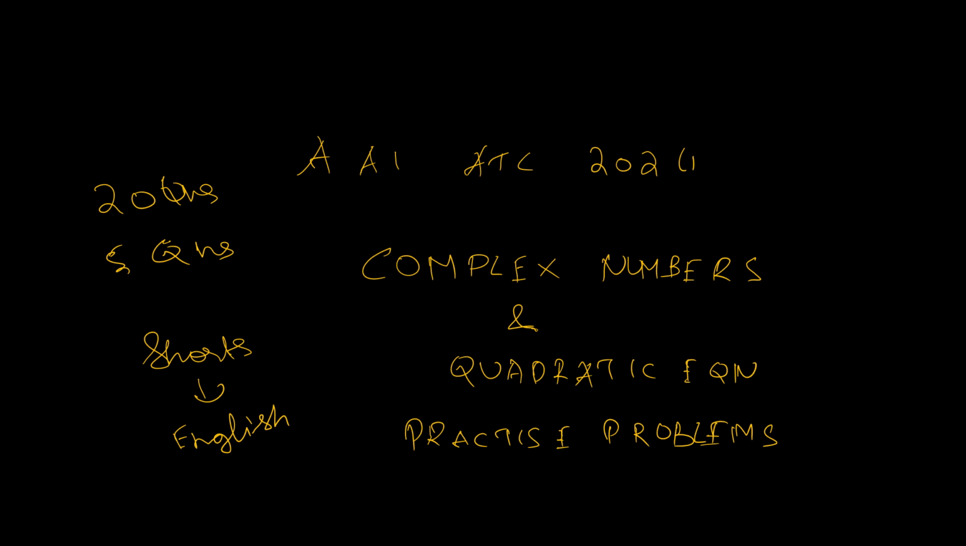Okay, since there is no time to waste, the first question is: if A is equal to cos theta plus I sin theta, the value of A is given as cos theta plus I sin theta. Find the value of (1 plus A) by (1 minus A).